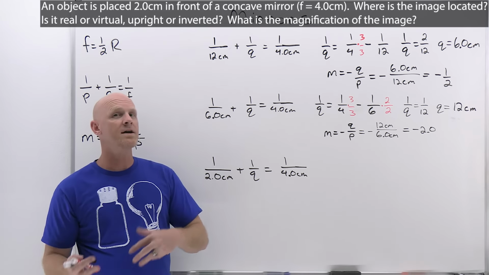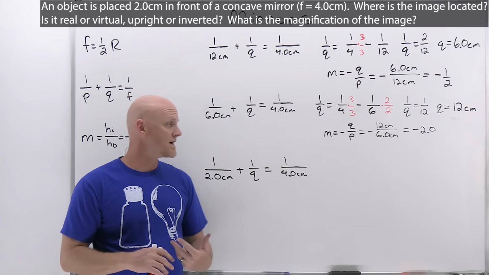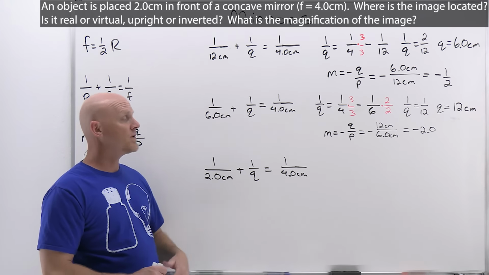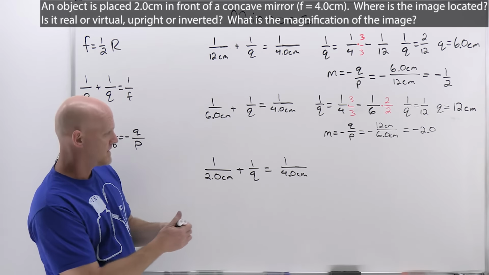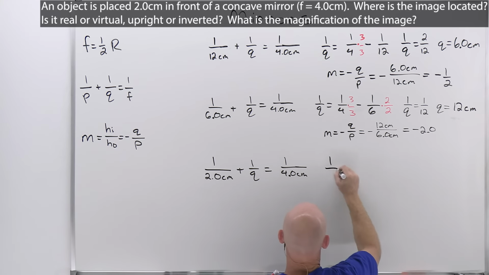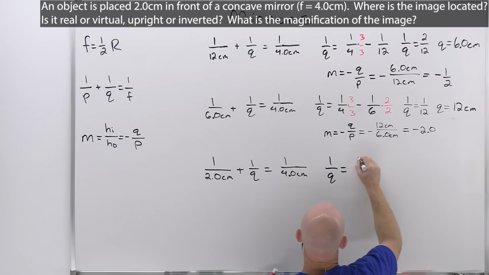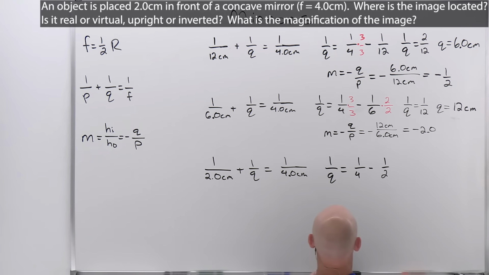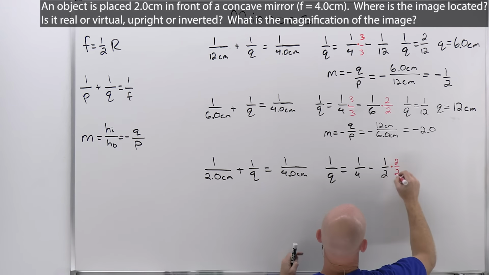We're going to have an upright virtual image instead. And so we could answer the qualitative parts of this question before ever doing the calculation if we remember that pattern. But let's solve for this one more time. And so in this case, 1 over q is going to equal 1 over 4 minus 1 over 2. Lowest common denominator here is going to be 4. Multiply this term by 2 over 2.